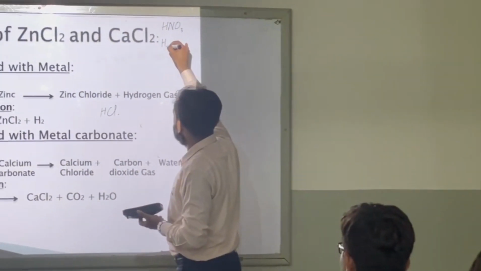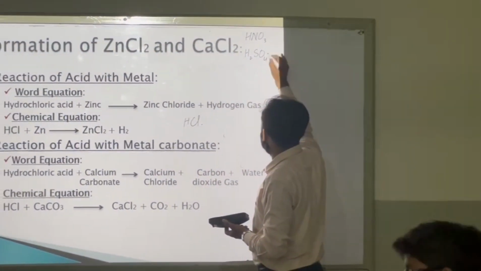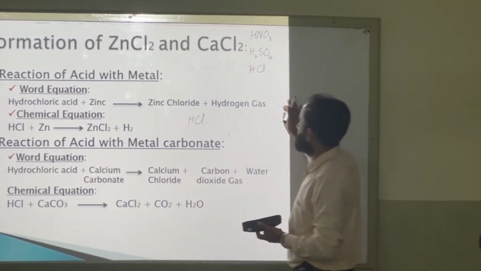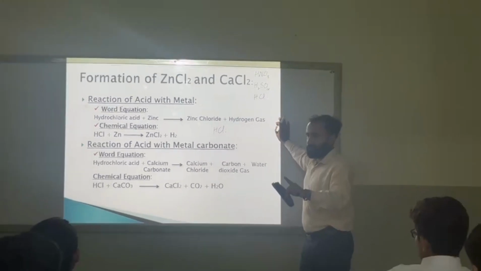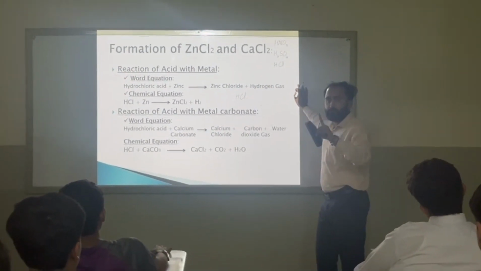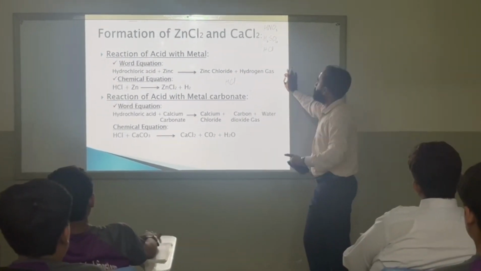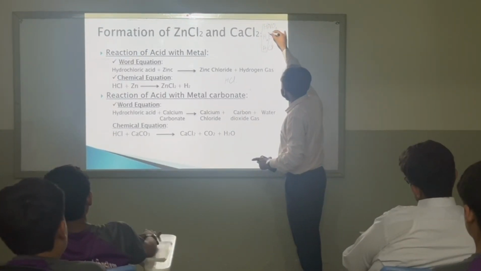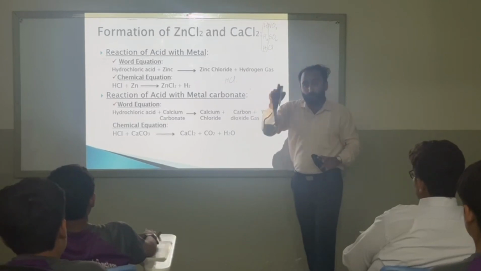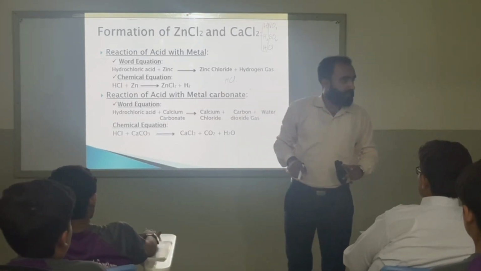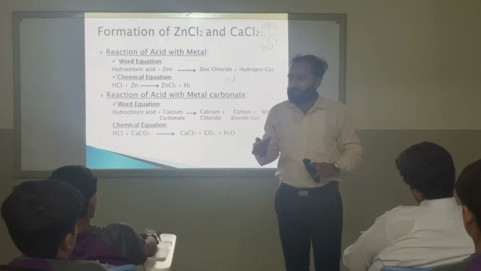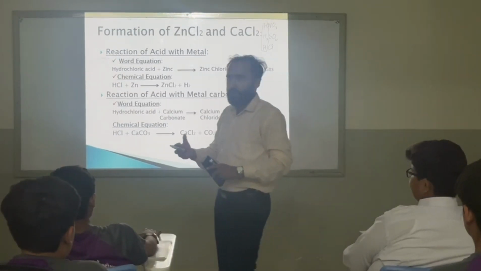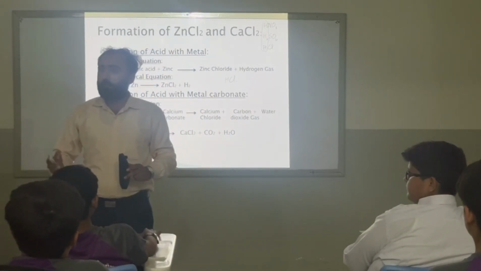H2SO4. This is called sulfuric acid. And HCl is hydrochloric acid. Dear students, one most important thing is that hydrogen is common in all the acids. So acids will have hydrogen as an important part.